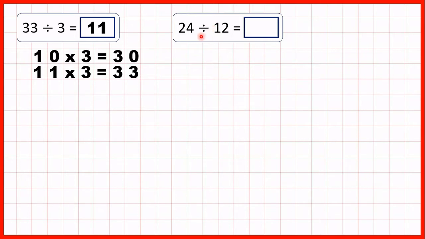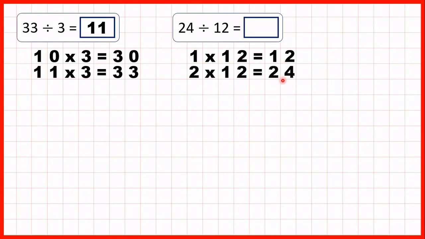And this question's similar, 24 divided by 12. Well, we know that 1 times 12 is 12, and if we add another 12, we know that 2 times 12 is 24, so we know that 24 divided by 12 is 2. So that's our answer.